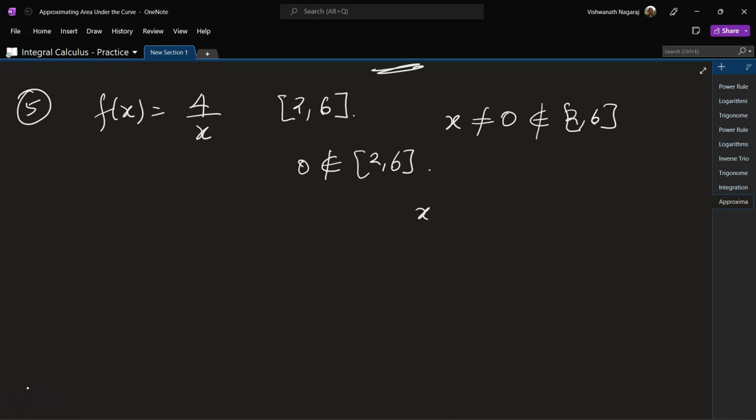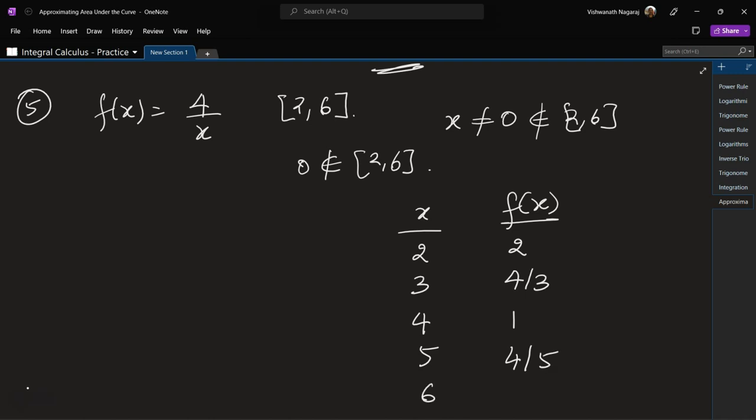So x, f of x, if x is 2, this will be 4 by 2, that is 2. If it is 3, it will be 4 by 3. If it is 4, this would be 4 by 4, that is 1. If it is 5, 4 by 5. And if it is 6, it will be 4 by 6, that is 2 by 3. Okay. So now let's look at the area using left endpoint.